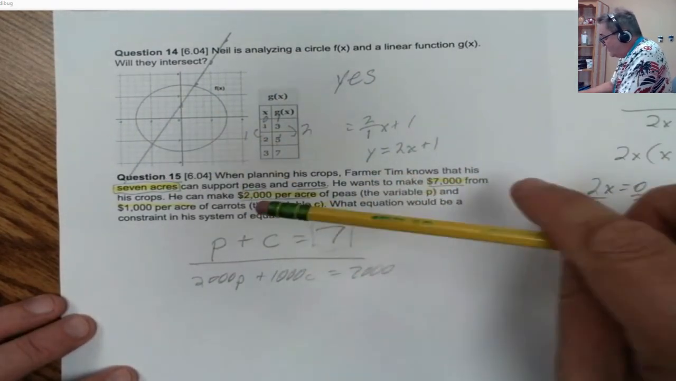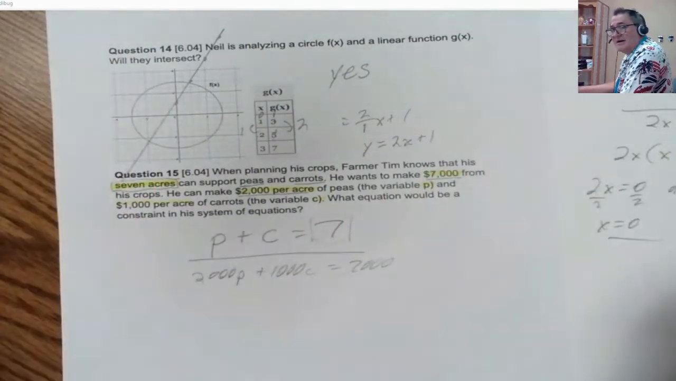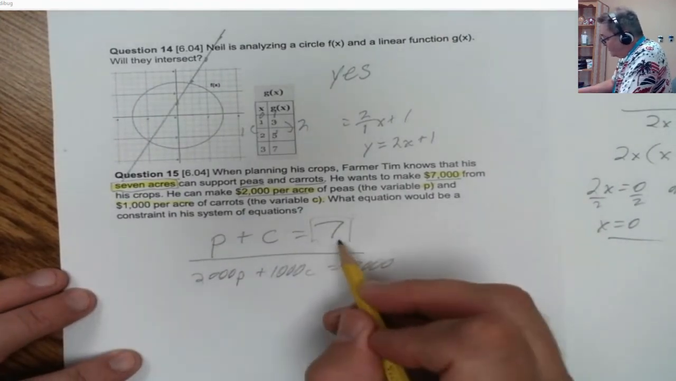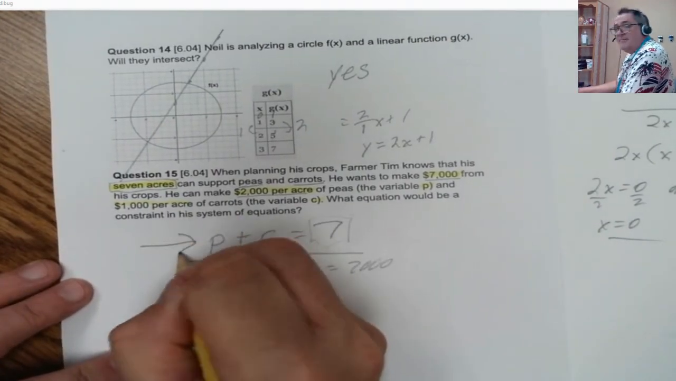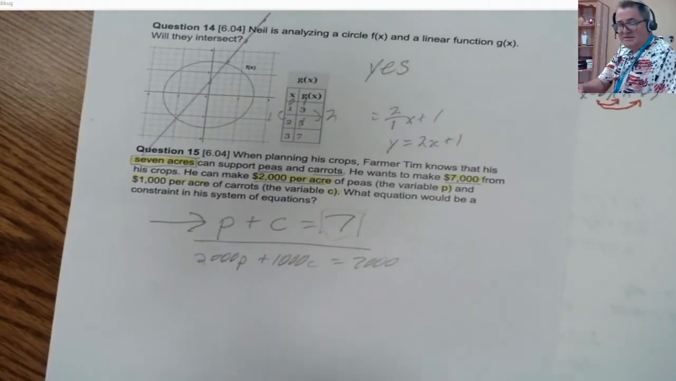So think about the word constraint. That means it's a limit. You cannot do anything outside of that. So that is the equation. Of the two equations, this is the one that's the constraint. So that is it. Remember, when you print this out, you can look at this. It does have all the solutions in the lesson there. When you get to printing that out, it's got all the answers. It's got one page that's just the answers. But then if you scroll down farther, it has all the solutions on how they work it.